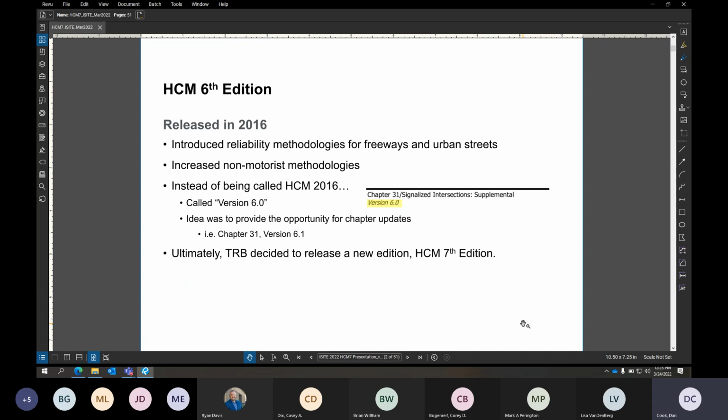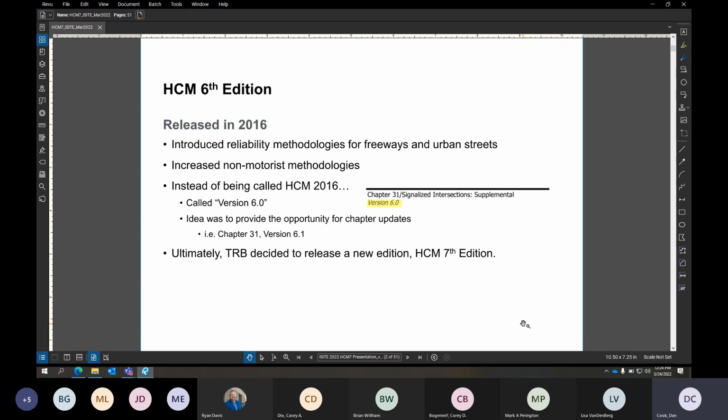So before we talk about the 7th edition, let's talk about the 6th edition. That was released back in 2016. The major change with that edition was it introduced the reliability methodologies for freeways and urban streets, which was a major change from the previous editions of the Highway Capacity Manual, along with other changes too. It definitely increased the non-motorist methodologies that are in the Highway Capacity Manual.